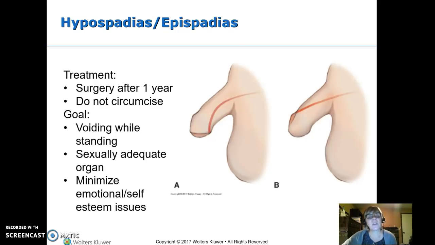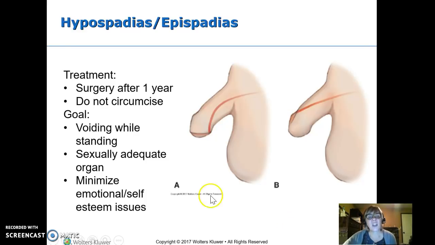They usually wait till after a year, just so that everything's a little bigger, easier for the surgeon, but they like to do it before they're 2, so they really don't remember it. And by the time they're getting potty trained, they're able to stand and void normally. The other reason to do it is to make a sexually adequate organ, because if you're ejaculating somewhere down here or up there, fertility is going to be an issue. And just for self-esteem issues, minimize the emotional trauma.